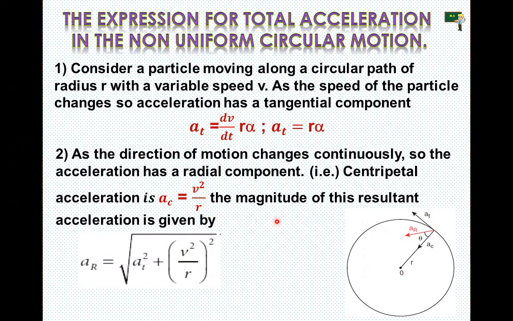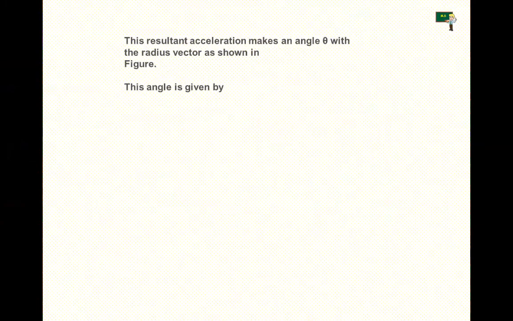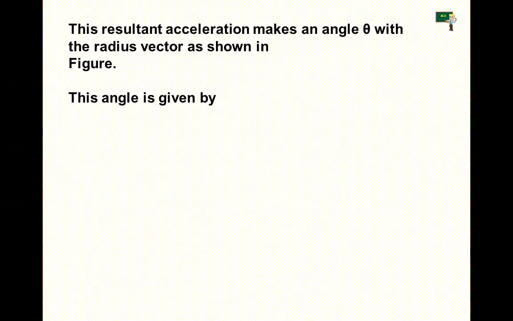The magnitude of this resultant acceleration is given by A_R is equal to the square root of a_t square plus (v square by r) the whole squared. This resultant acceleration makes an angle theta with the radius vector, as you saw in the figure. This angle is given by tan theta is equal to a_t divided by v square by r.